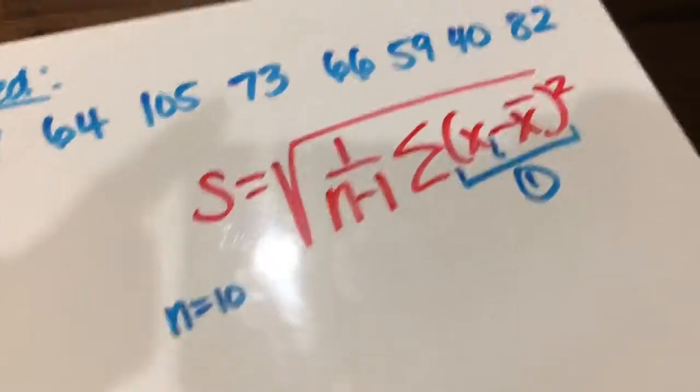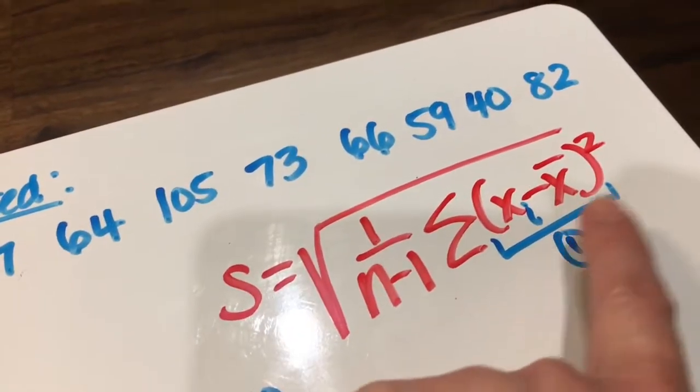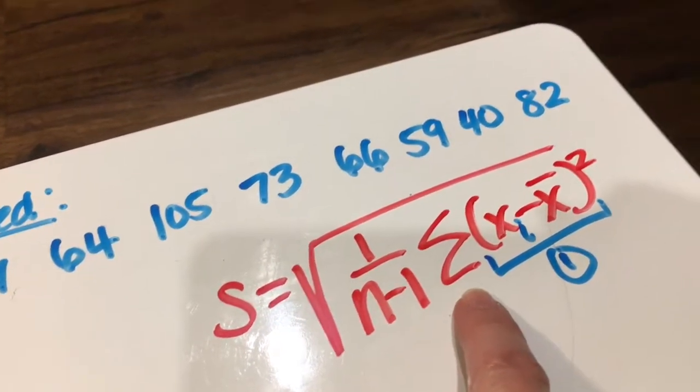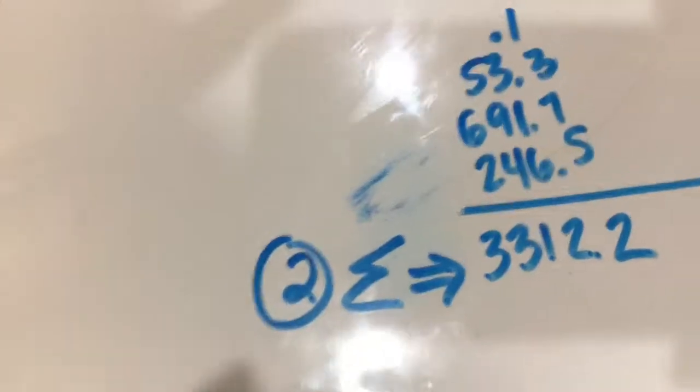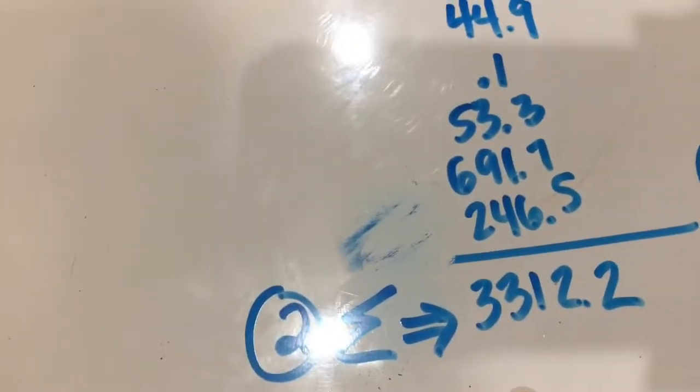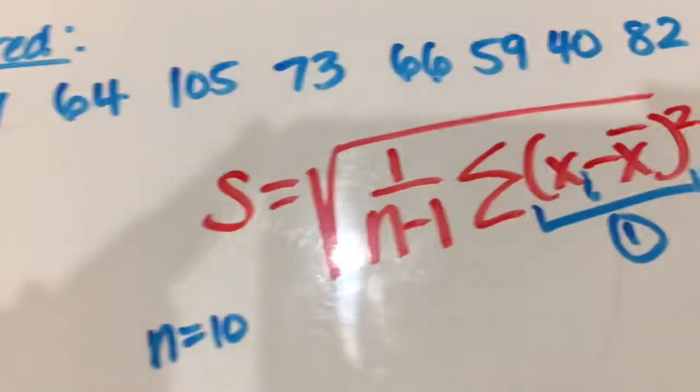So now let's look at our formula. We've done all the x's minus all the means and squared those. Now you go a step in front of it. You need to add all those up, okay? Simple. Type it in your calculator, add them all up, and you get this number, 3,312.2.